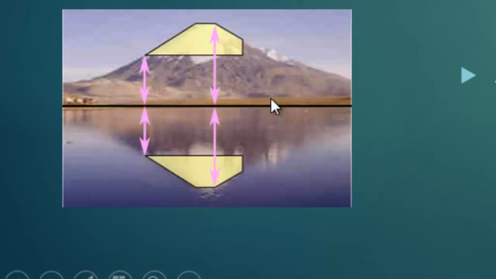So the image points are the same distance from the mirror line. So this distance from here to this point is the exact same as from here to this point. And the points are always perpendicular, so all of these points are at right angles to your mirror line.